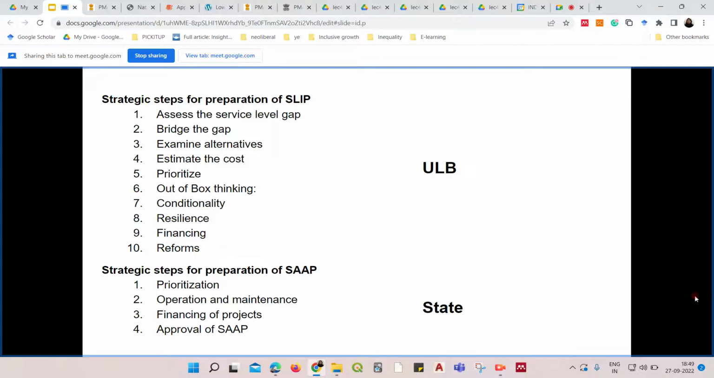Then it sees the operation and maintenance of different aspects of various projects, and then it sees the financing options for various projects which are available. So based on all of this, the SAAP is prepared, and then it is sent for approval to the center. And once the approval is granted, the funds for the project are granted to the state, and then the state further grants the funds to ULBs for various parts of the project.